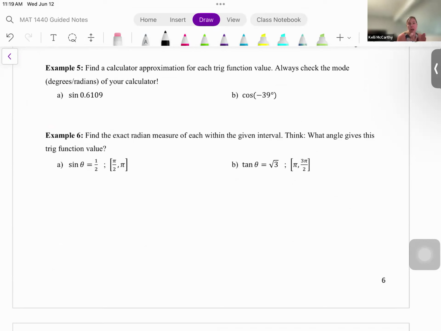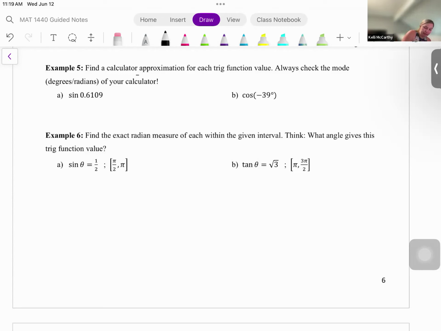Using your calculator, approximate each trig function value. Again, make sure that you check the mode of your calculator. So I've shown you how to do this in Desmos. Again, if you hit that little wrench icon in the top right, you're going to see an option to toggle between degrees and radians in those settings.